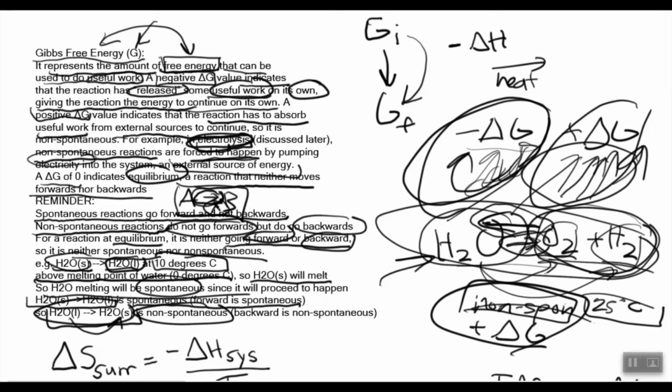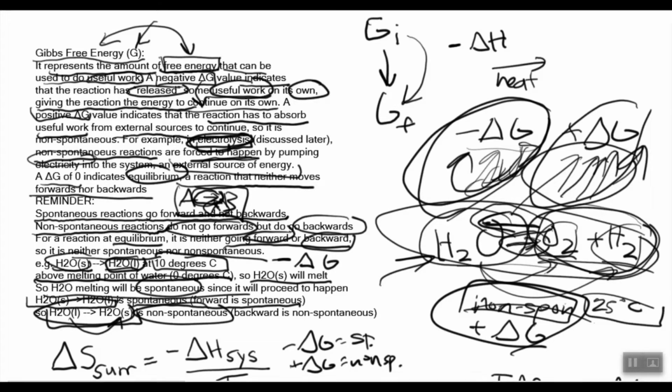Let's take a look at the signs of the delta G's. So we know that a negative delta G refers to something that can continue on its own, so it would be spontaneous. So negative delta G is spontaneous, and positive delta G is non-spontaneous. So in this case, since melting ice is spontaneous, this reaction would have negative delta G.